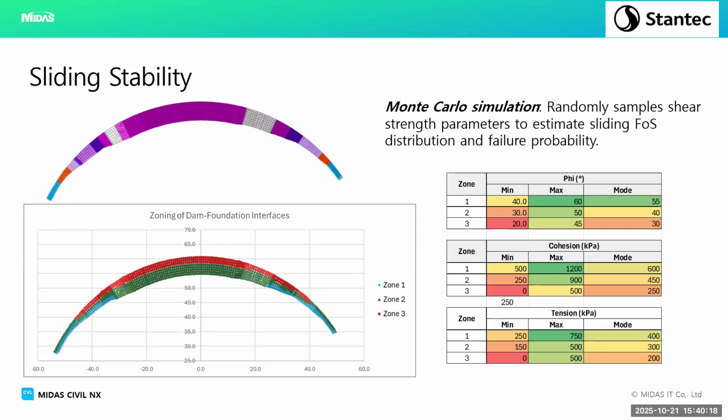So what we do is we assign for the friction, for the cohesion, for the tension, we assign the mode, the min-max. This in particular is for a triangular distribution. The key to this whole procedure is defining your zones and defining your material distributions. That is quite an important factor here.